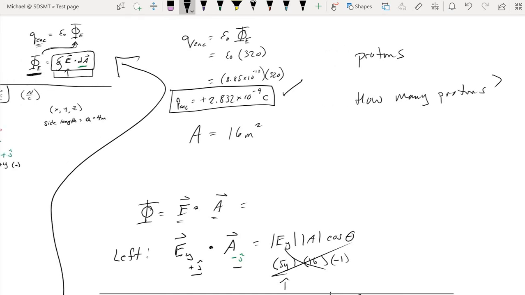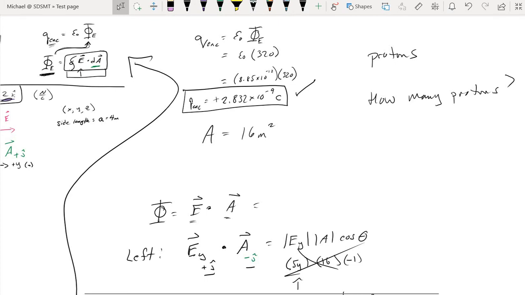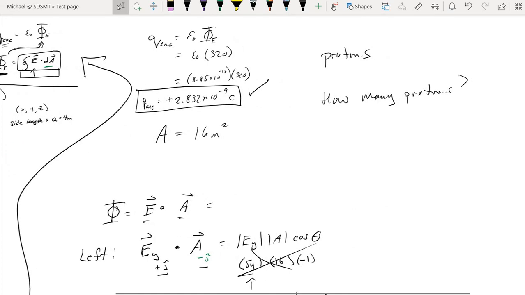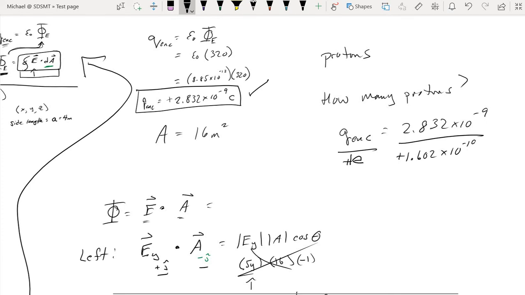Now that we know how much charge is in there, if those charges are made up of protons, then how many protons do we have bouncing around inside of that cube? The way that we can do that is we can take the enclosed charge and divide that by the value of the charge of a proton, which is equal to positive 1 elementary charge. And if you remember, the elementary charge was 1.602 times 10 to the minus 19.